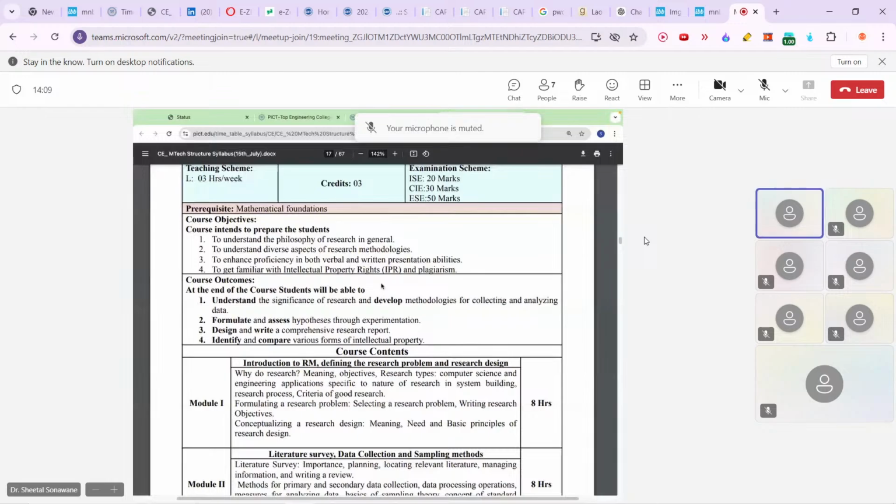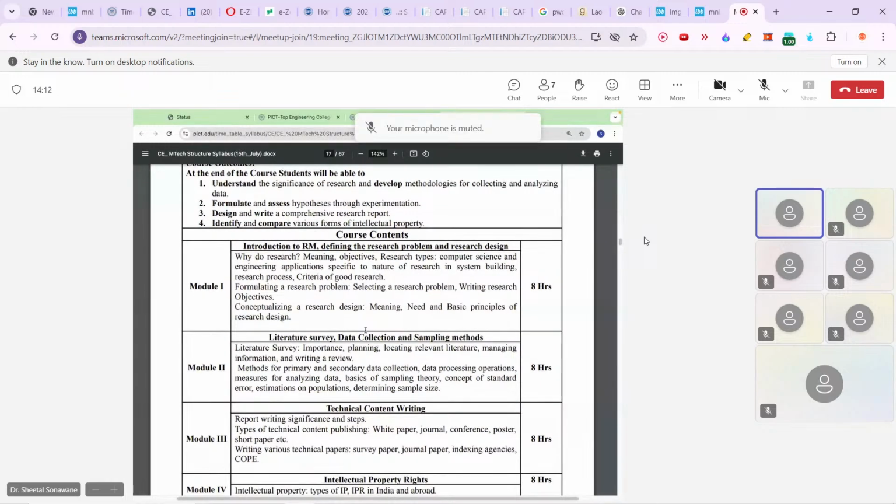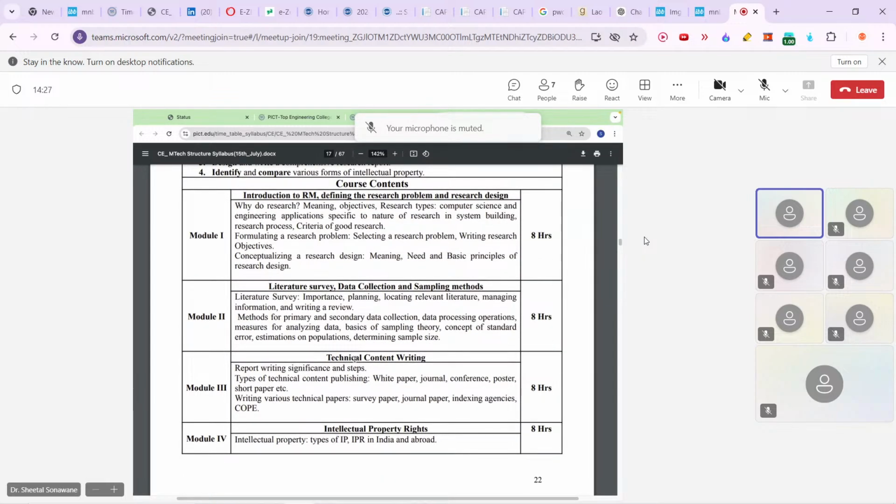So the first is research methodology, defining the research problem, and then how we go ahead with the research design. Conceptualizing research design, starting from research to this, will be covered in the first unit. The second unit is where we start with data collection. Before data collection, you have to see what the existing methods are, what the reputed sources are from where you can get your data, how you interpret your data, how you understand your data, and what the process of it is. That we are going to see in the literature survey.